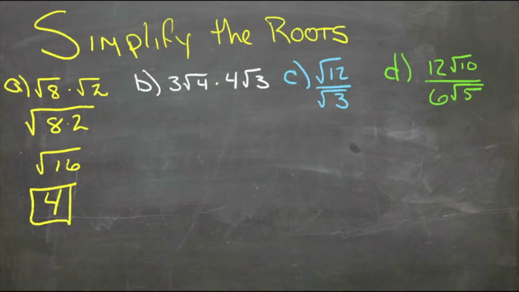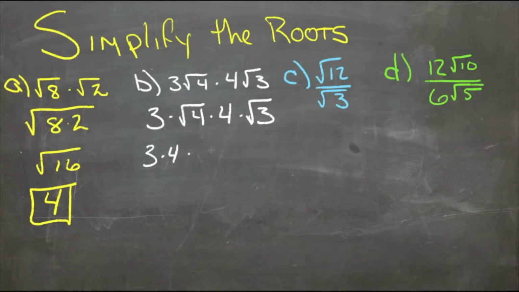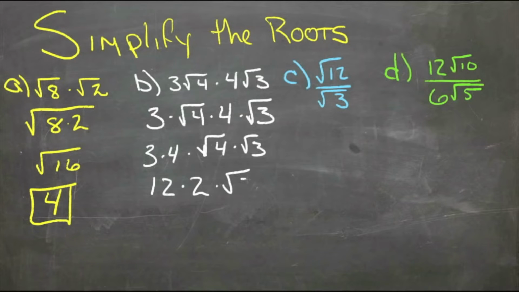So that's pretty easy. The second one here, we have 3 roots of 4 times 4 roots of 3. This can be read as 3 times root 4 times 4 times root 3. So now we can use our commutative law and move things around a little bit. So we have 3 times 4 times root 4 times root 3. 3 times 4 is 12. 12 times the root of 4, which is 2, times the root of 3. 12 times 2 is 24. So that gives us 24 roots of 3.